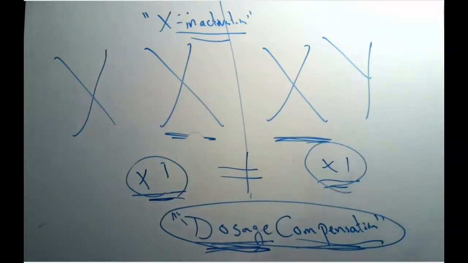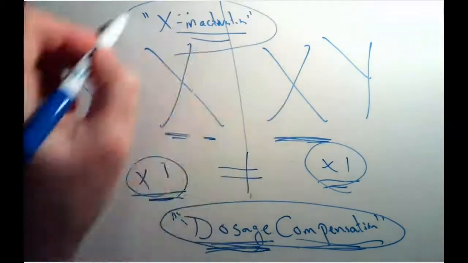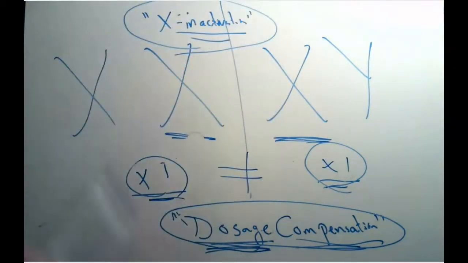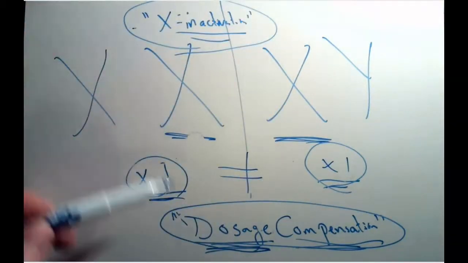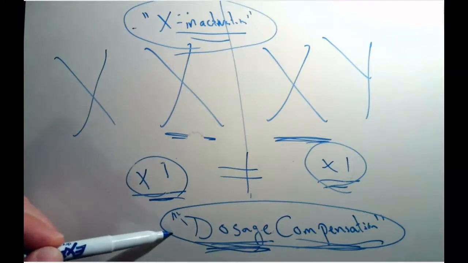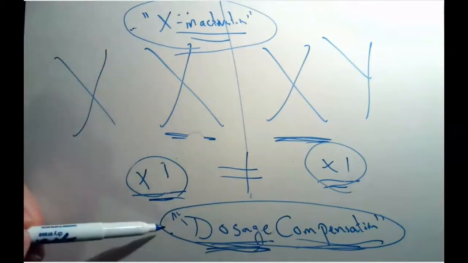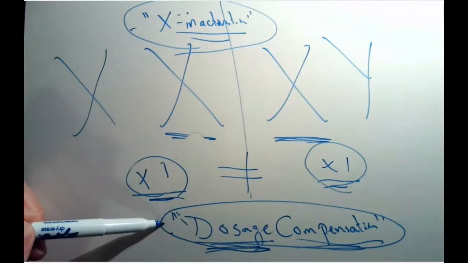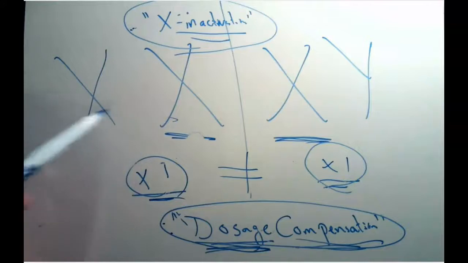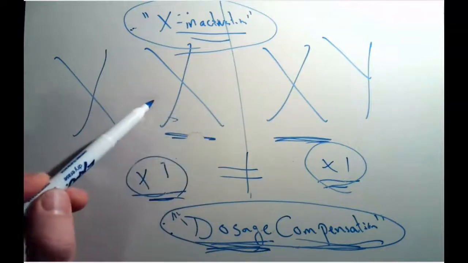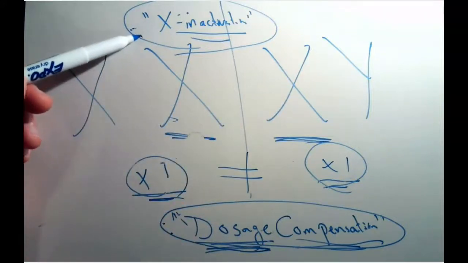How do we achieve dosage compensation? What is the mechanism for achieving the strategy of dosage compensation? X-inactivation. So X-inactivation achieves dosage compensation. X-inactivation is the mechanism to realize the strategy of dosage compensation. We need to compensate for this different number of X chromosomes between the sexes, and we use X-inactivation to do it.